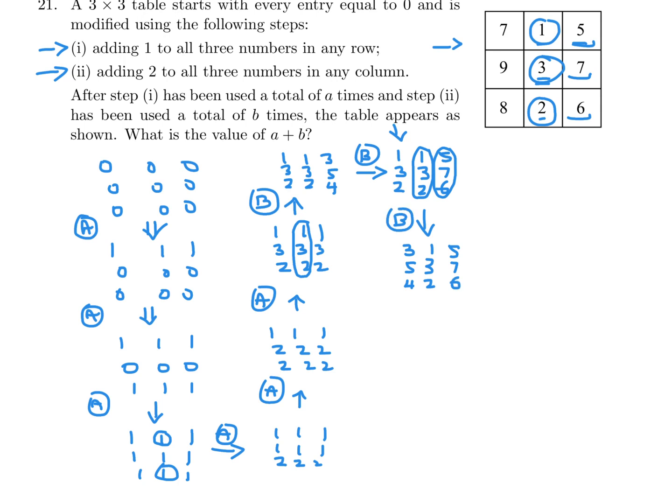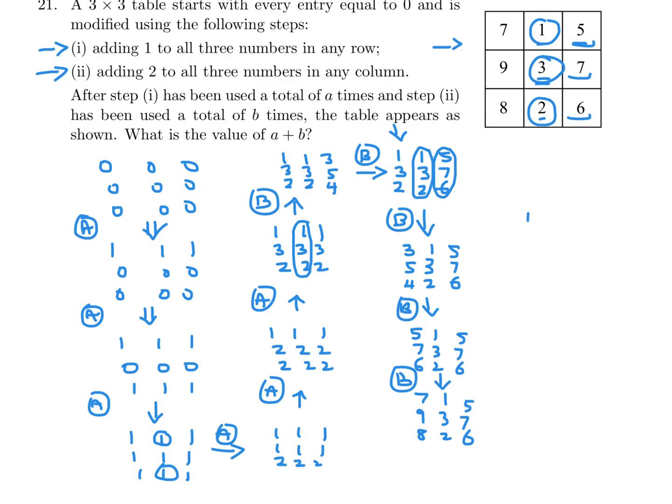Then I think I need to add another 2 to make that 5, 7, and 6. And one more time, add another 2. I think I should be complete: 7, 9, and 8. And there you go. As you can see, if you use a very systematic method of building up the numbers in chronological fashion, you'll be able to get it.